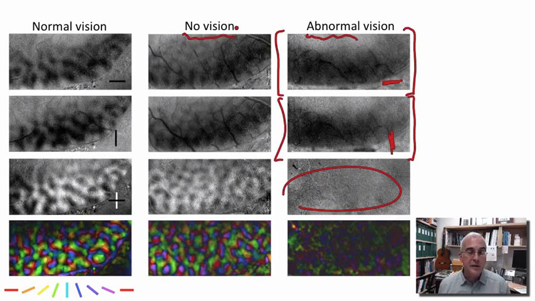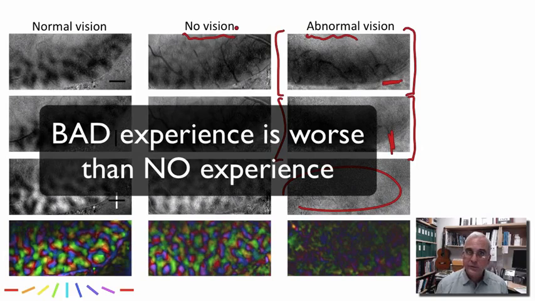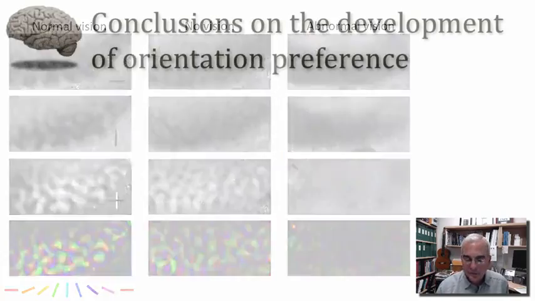Now this reminds me, at least, of a famous aphorism that was suggested by one of our seminal neurosurgeons of the 20th century, Dr. Wilder Penfield, who said that no brain is better than bad brain. Well, that justified some neurosurgical procedures aimed at the removal of bad brain. In this case, I would suggest that bad experience is worse, more detrimental to the development of visual cortical circuits than is no experience. So what have we learned from these studies?